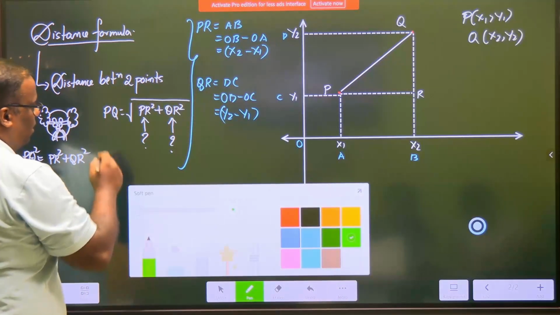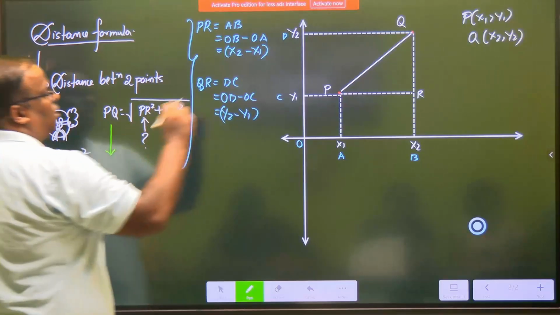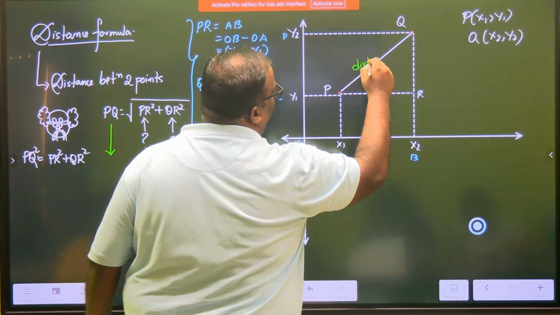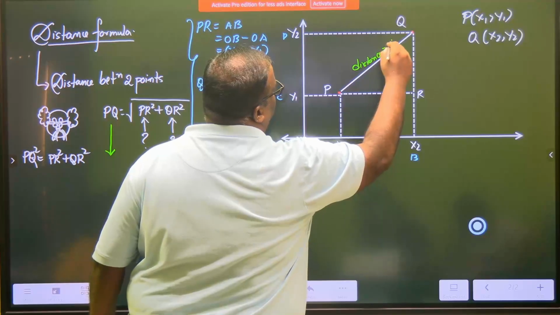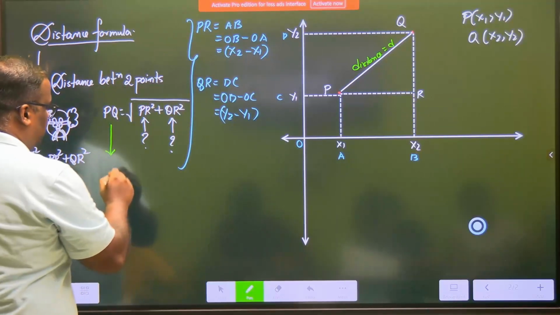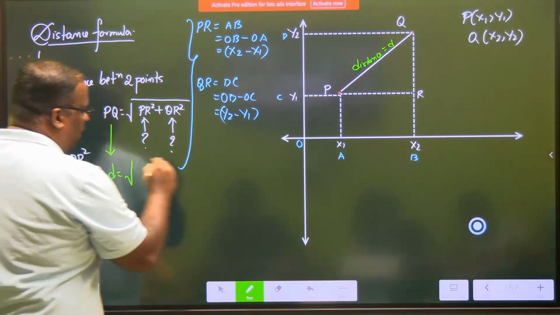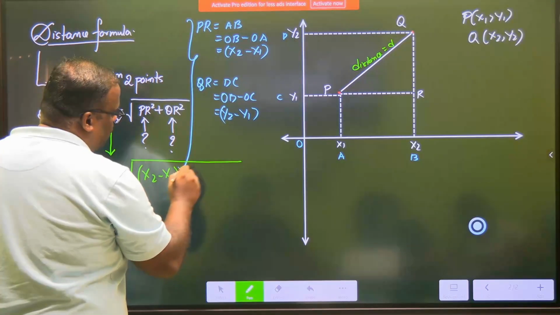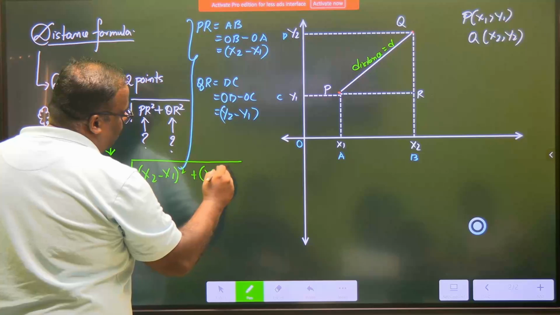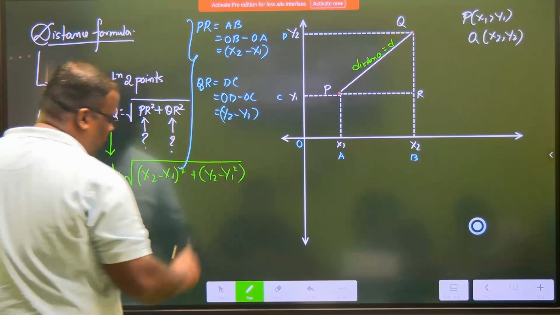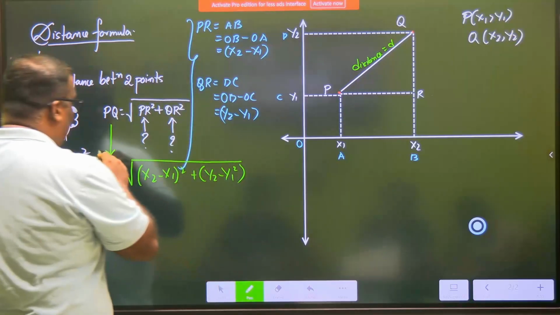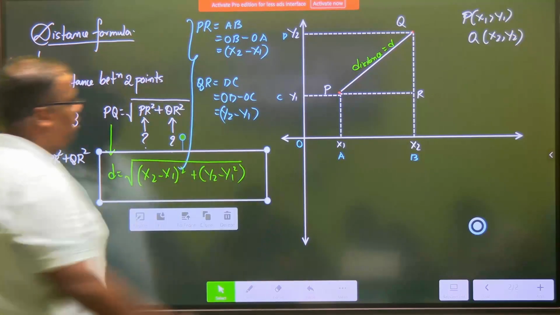The distance formula, now PQ, we are saying that this is the distance you want to find out. And the distance is D. So we say D is equal to root under x2 minus x1 whole square plus y2 minus y1 whole square. Children, this is very important for all your higher studies. This formula is very important.